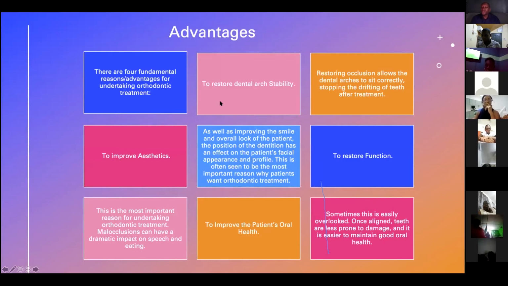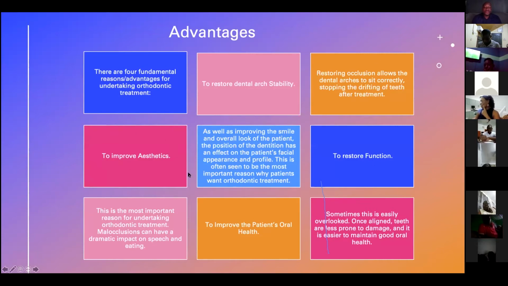The first will be to restore the dental arch stability. Restoring occlusion allows the dental arch to sit correctly, stopping the drifting of teeth after treatment. So if you've had a tooth extracted or if you've lost a tooth, if you don't have orthodontic treatment, what could potentially happen is you get some drifting of your posterior teeth or anterior teeth, which would close the gap and will prevent you having restorative treatment in order to fill that gap with maybe a crown or a bridge or an implant as per se.